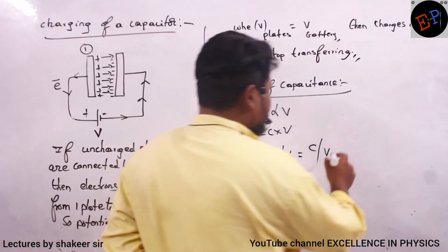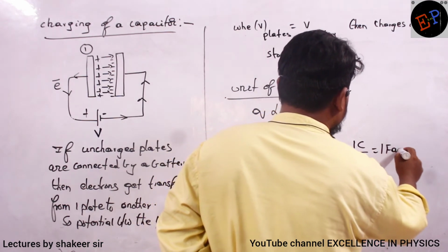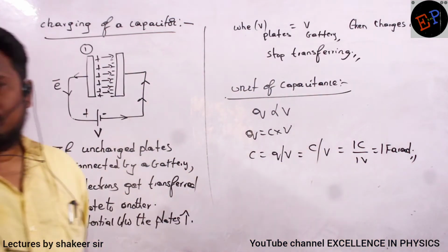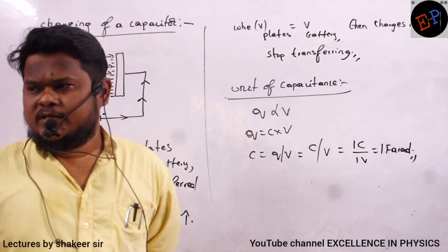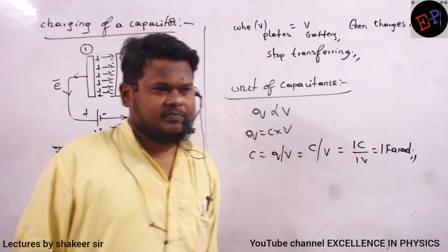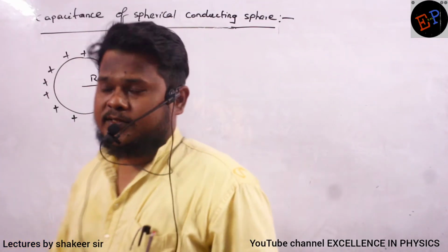And this coulomb per volt, or 1 coulomb per 1 volt, is also called 1 farad. 1 coulomb of charge stored per 1 volt of potential difference, that unit is called 1 farad. So that is the unit of capacitance. Clear?